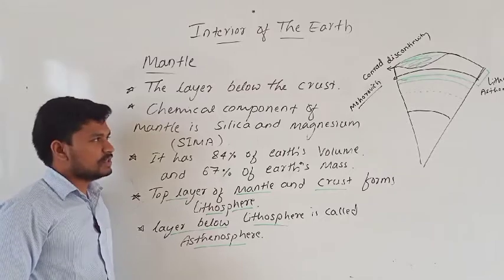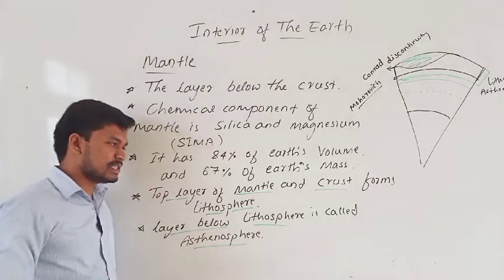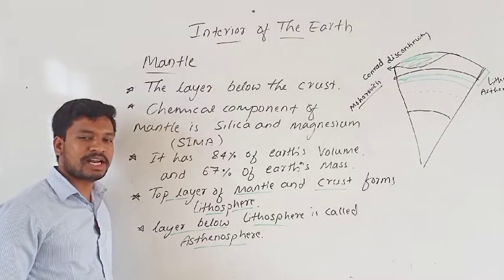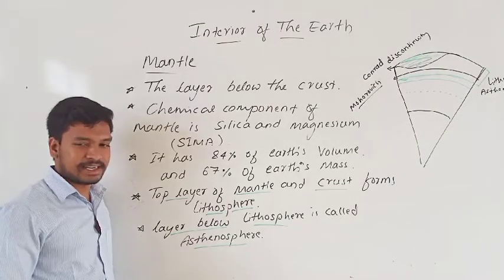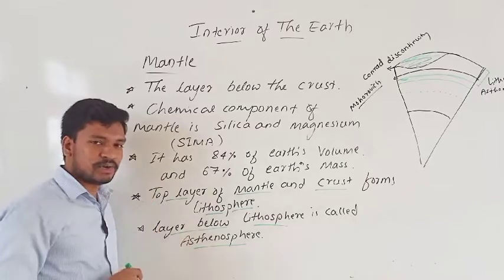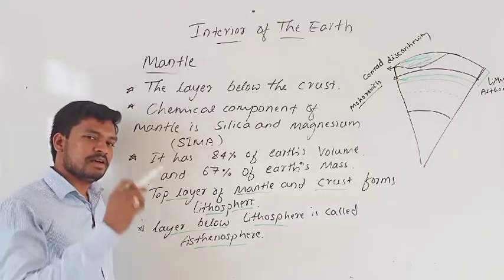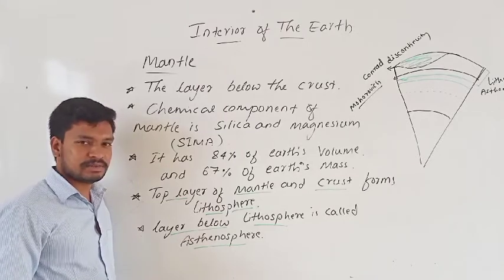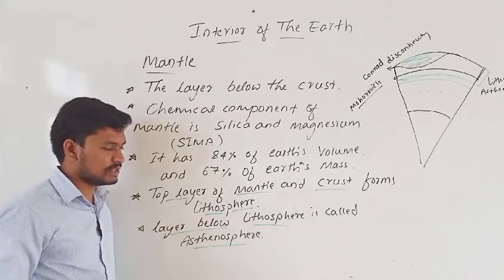The discontinuity which separates oceanic crust and continental crust is called the Conrad discontinuity. Then again, the discontinuity which separates crust and mantle is called the Mohorovičić discontinuity, otherwise the Moho discontinuity.